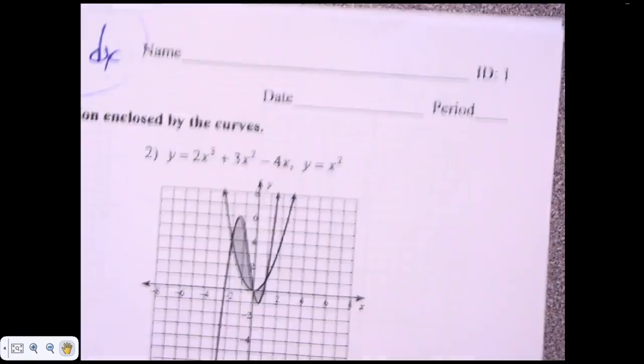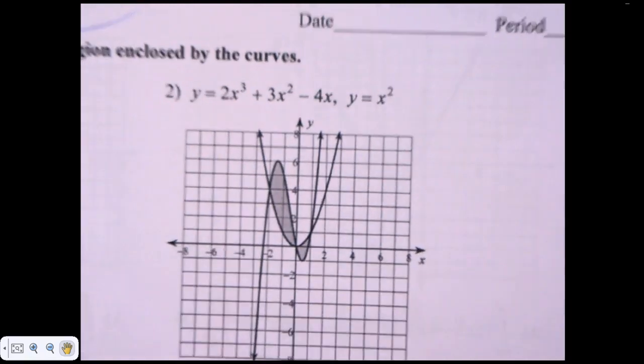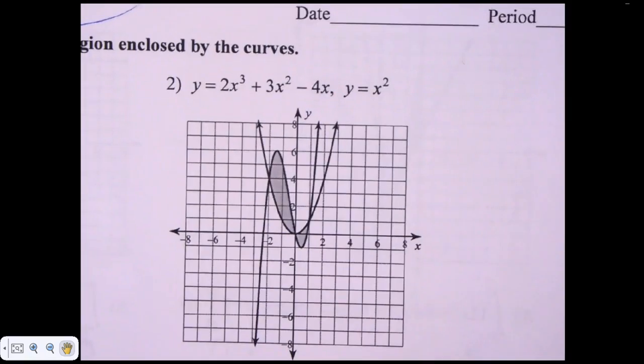2 is different because it changes. So the equation that is on the top, the equation that is on the bottom, flips halfway through. So you are going to have to set up 2 integrals. So for this region here, what is the left-hand x value? -2. The right-hand x value? 0. So I'm not going all the way over to here.